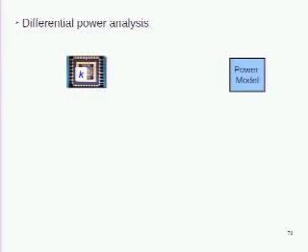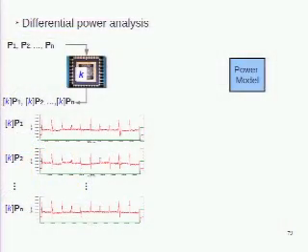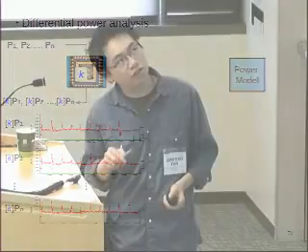A more sophisticated attack is differential power analysis. The basic idea is that you have a real chip, and that has a key stored somewhere there, and you have a power model. That's something used to model the power consumption of this thing. So what you do is you run many executions, many point multiplications with different base points, and you measure the power, and that's what you get here.